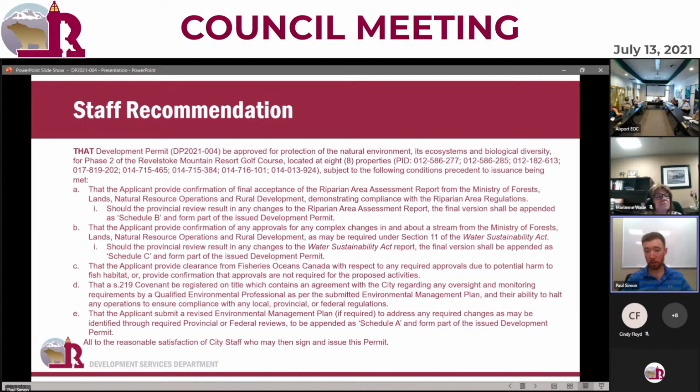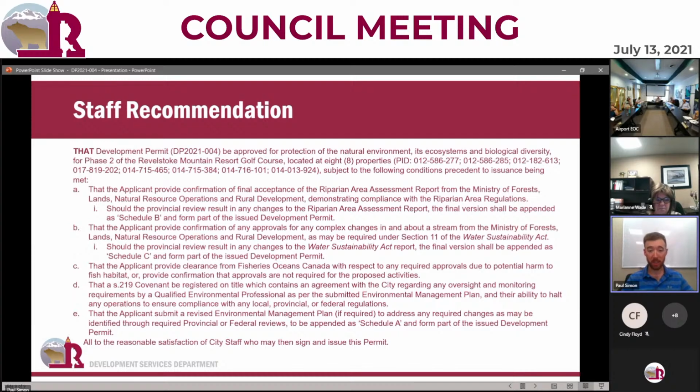Again, the approvals under the Water Sustainability Act, which have to do with changes in and about a stream, are provided by the province. And again, critically important that that final report is appended to the permit. We need confirmation from Fisheries and Oceans Canada with respect to any approvals that are required with respect to any impact on fish habitat. Alternatively, the applicant can provide confirmation that Fisheries and Oceans Canada has confirmed that no approvals under their jurisdiction are required and that they have deferred to the province.